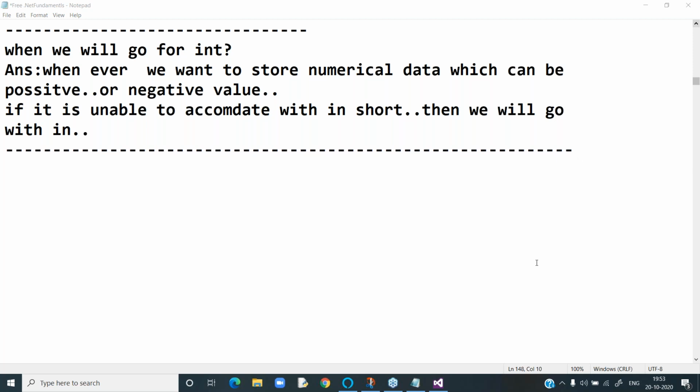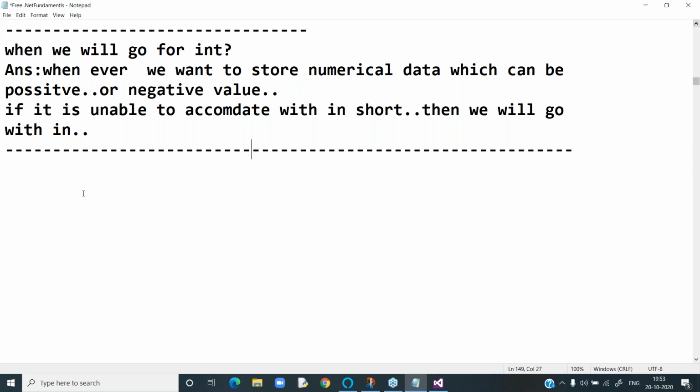So did you understand, all of you? Min value, max value here, showing is very difficult, and that's the reason I'm not showing. It's a huge value. Try to understand.